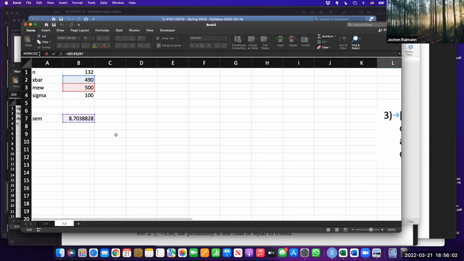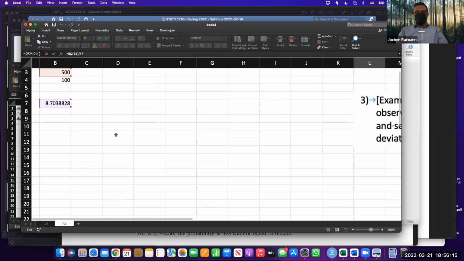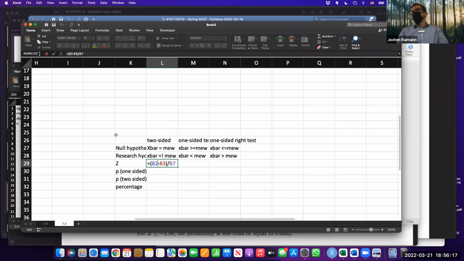How do I take that as a square root of n? Wait, what did I do? Let me get that either. Could you go back to the chart? I lost it. B2 minus B3 divided by B7. How did you get the 7? I couldn't get the 7. Okay, that was my problem. Can you go back to B7, please?